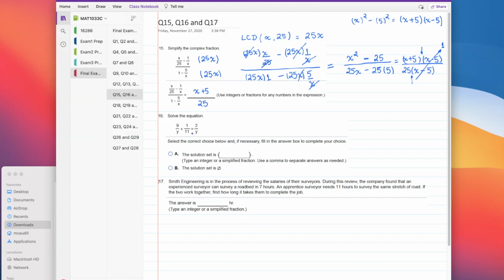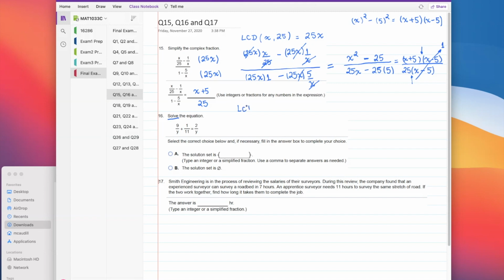Now this is an equation. The equation we solve, so the variable is y. I'm finding the value for the variable y that makes this true, when I add 9 over this y plus 1 over 11 is equal to that over y. And then the same thing here.